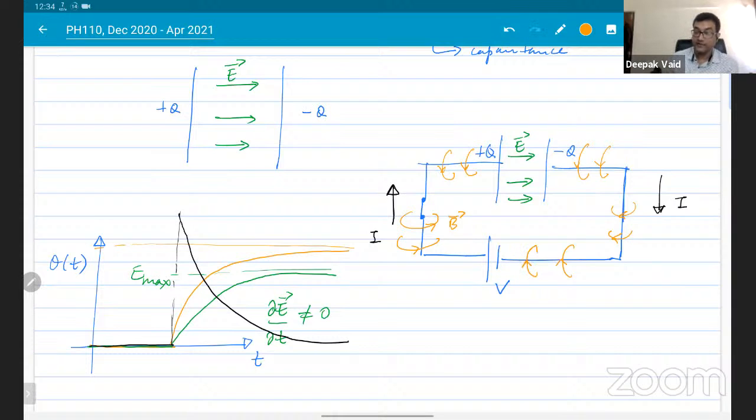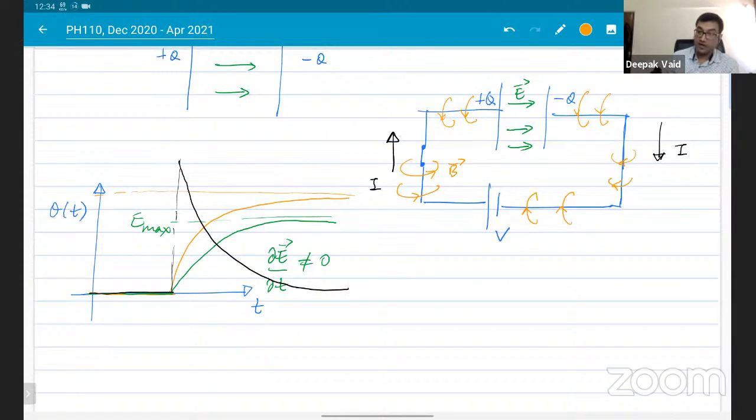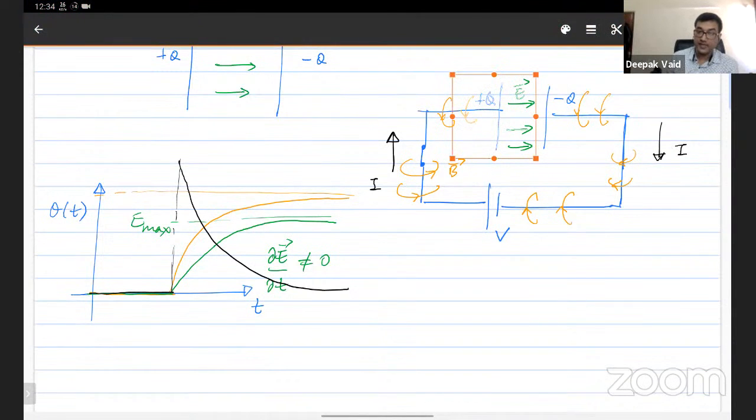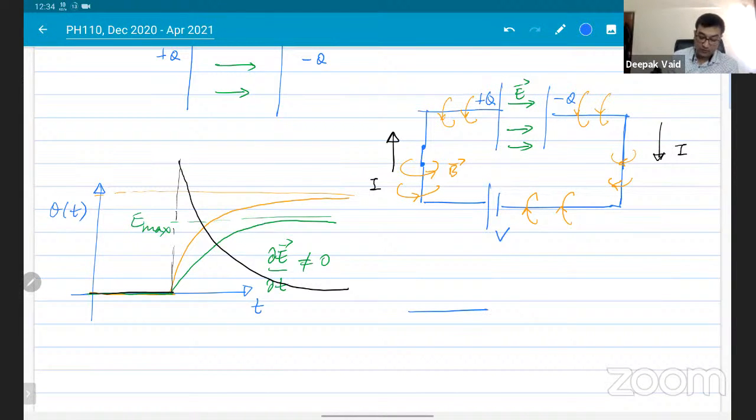Right? So there is a magnetic field in the circuit. Now, let us ask what happens at this charge plate, at that boundary. So we'll look at this boundary more closely. So this is my charge plate, positively charged plate Q.